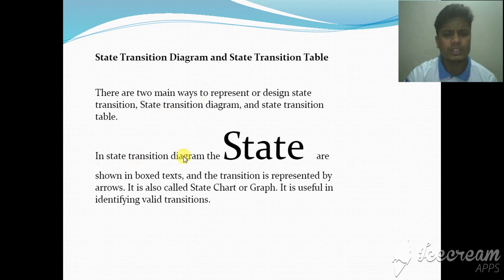In a state transition diagram, the states are shown as black boxes and the transitions are represented by arrows. It is also called a state chart or graph. It is useful in identifying valid transitions.